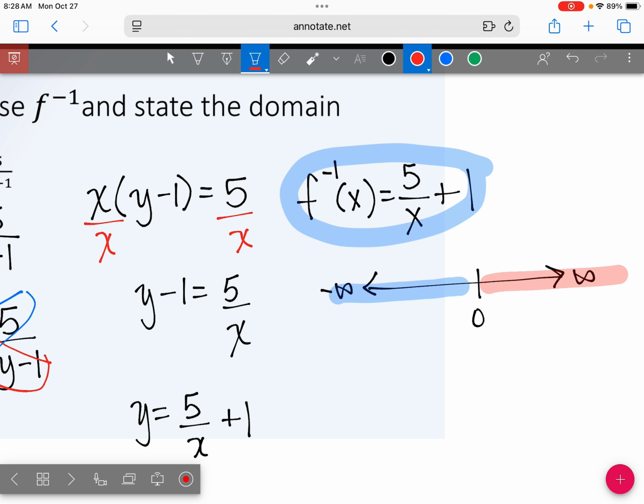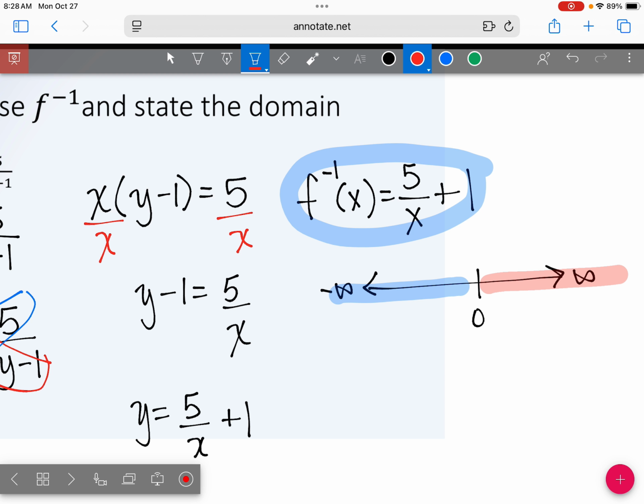One more time. Oh, that's if we were graphing it. Yeah, so we're not graphing, we're just finding the inverse. So yeah, if we were trying to graph 5 over x plus 1, yes, that is a special case.